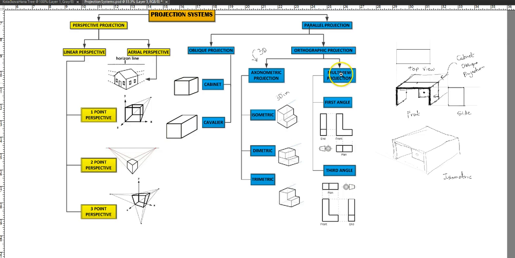What falls under multi-view projection? All the 6 different projection systems. At the same time, we have sections that are drawn using multi-view projection. We have auxiliary views that are drawn using multi-view projections. But we'll see more of that when we get to those chapters. Okay?